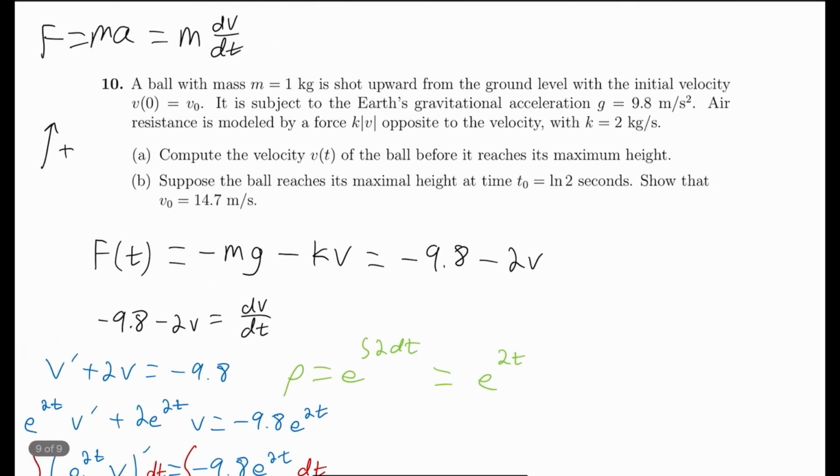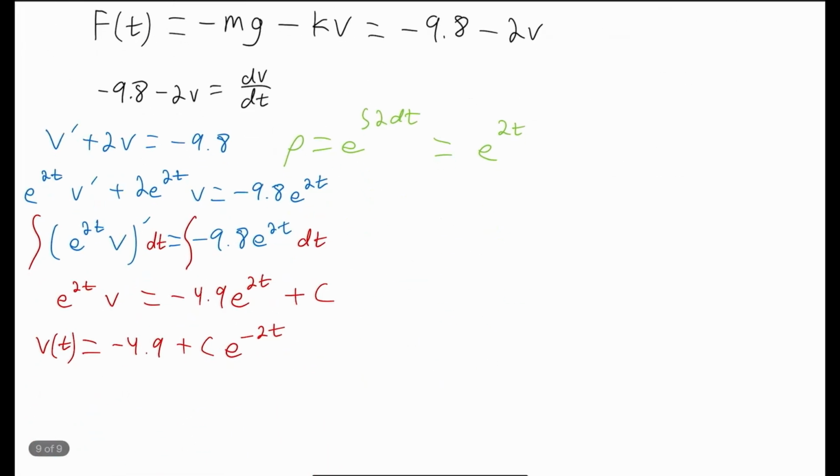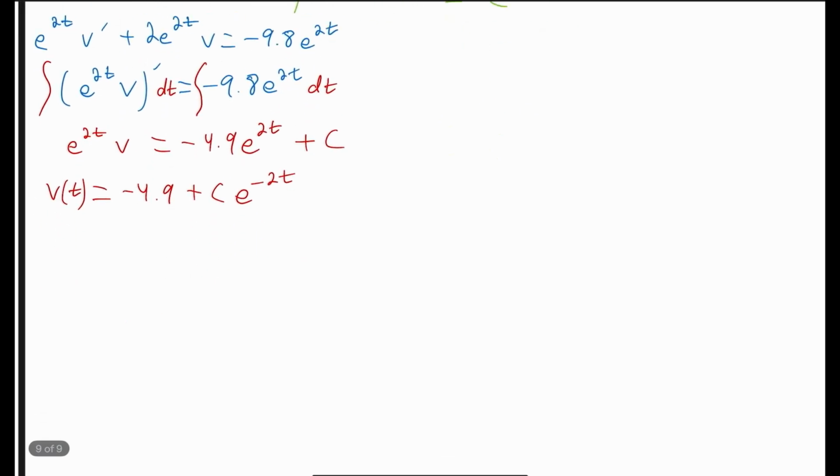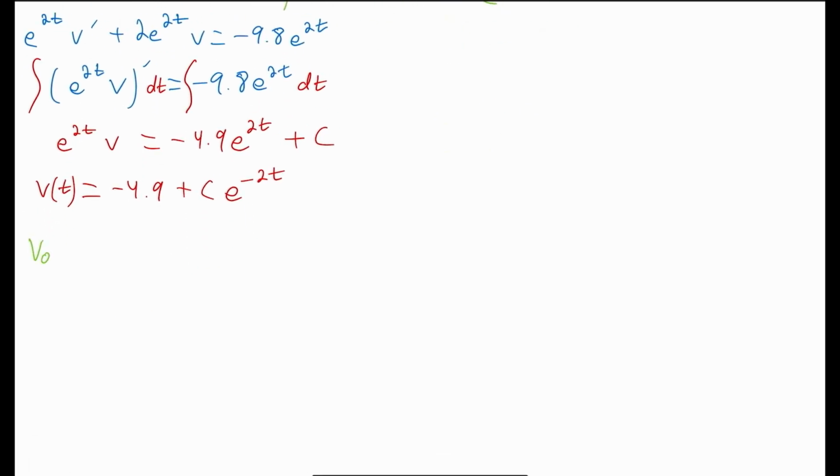That initial value is kind of hidden in this paragraph where we're told initial velocity v of 0 equals v naught. We can start plugging in to solve for that. We know v naught is going to be equal to negative 4.9 plus c, and then this entire exponential term will become just a 1 because it's e to the 0. We can solve for c now. c is going to be equal to v naught plus 4.9.